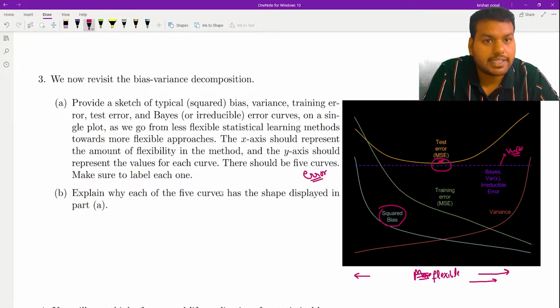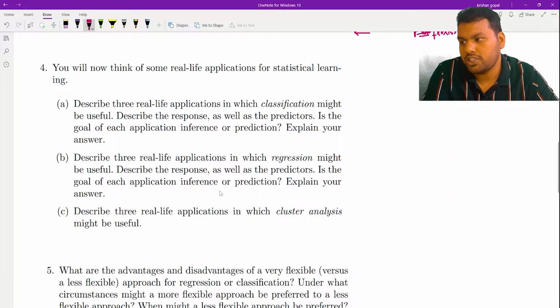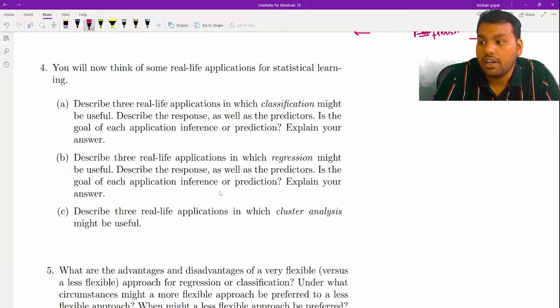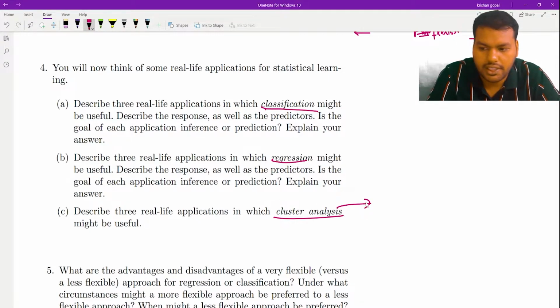That makes more sense compared to this short introduction here. Okay, without wasting time, the fourth question is for you, where you need to give three real-life applications for classification. For the first question you have to give classification, here regression, and here cluster analysis. Let's tackle cluster analysis first.